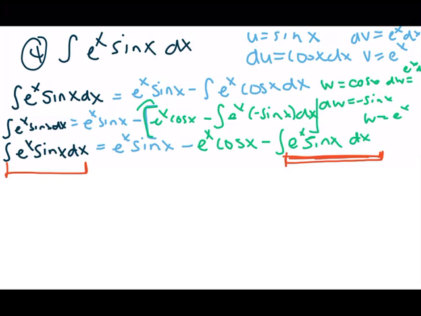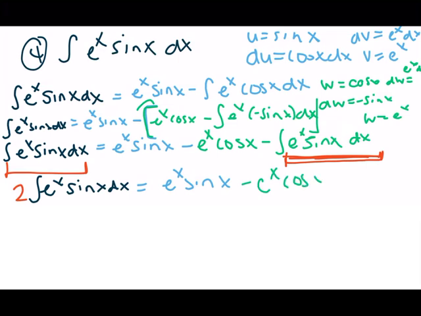I could add, well, not combine like terms. I could add the integral of e to the x sine of x dx to both sides, which means I would have 2 times the integral of e to the x sine of x dx equals e to the x sine of x minus e to the x cosine of x, which then means if my ultimate goal was to solve for this thing that I have in black, I can just divide both sides by 2.